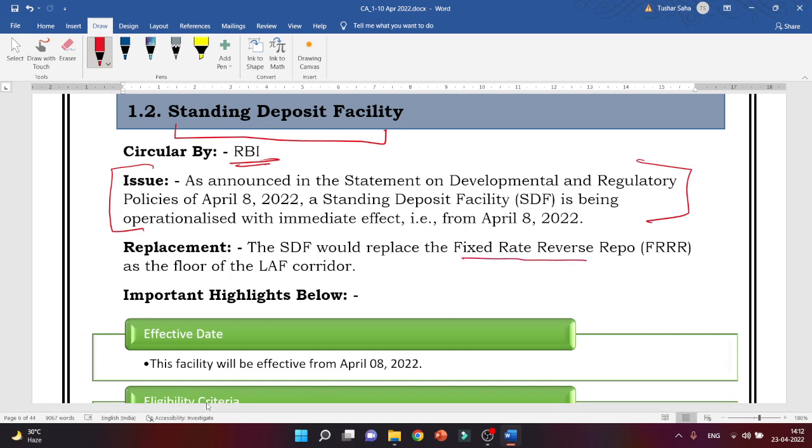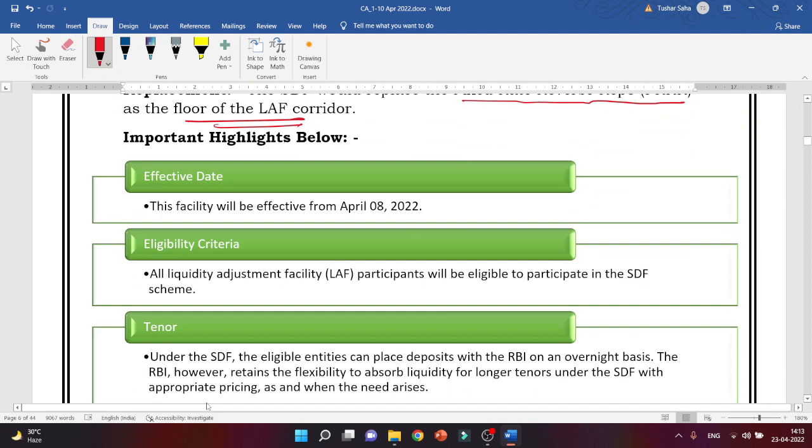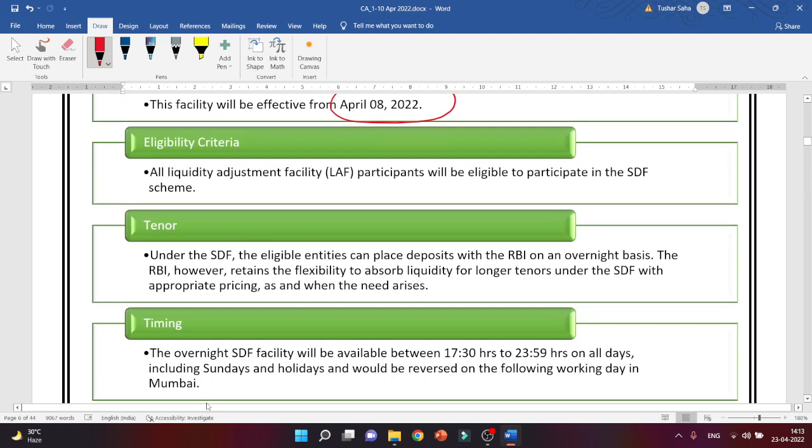fixed rate reverse repo, FRRR, as the floor for the liquidity adjustment facility corridor, right? So these are a few very important data. This is effective from April 8, 2022. What is the eligibility criteria? All LAF participants can come here and participate. What is the tenor?